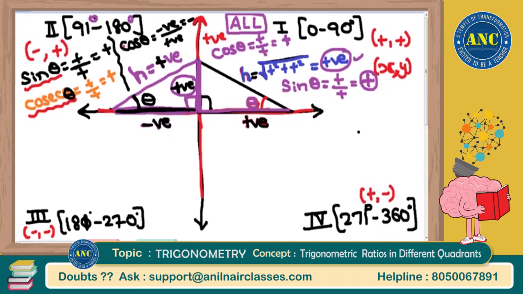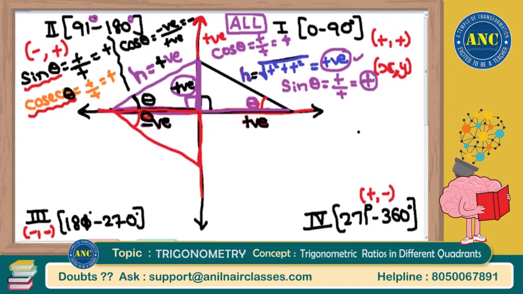If I come to my third quadrant, where x-axis is negative, y is also negative. If I draw a right angle triangle in my third quadrant, so this becomes my right angle triangle, right? If I call this angle as theta, now see here, sir.